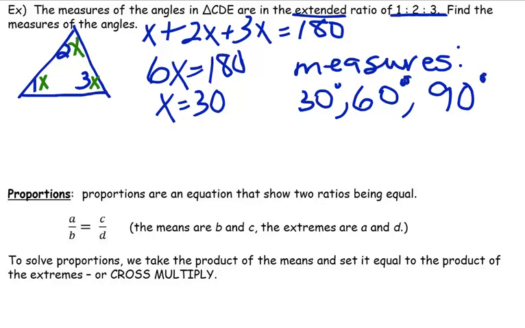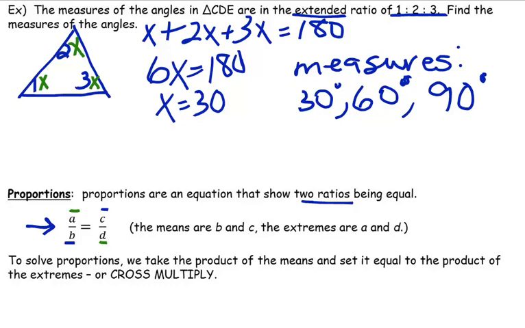Okay, so let's look at proportions. Proportions are an equation that show 2 ratios being equal. So we set 2 ratios equal to each other. And this is usually what they look like. 2 fractions on each side. So we have A over B equals C over D. The means, if you've ever heard of this, the means and the extremes, the means are B and C, and the extremes are this side, A and D.